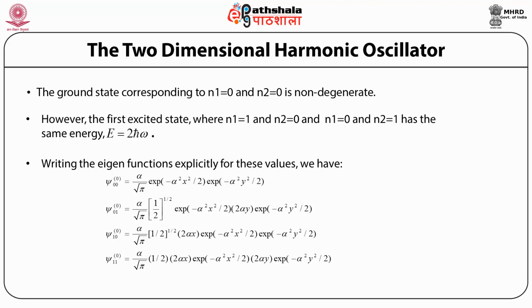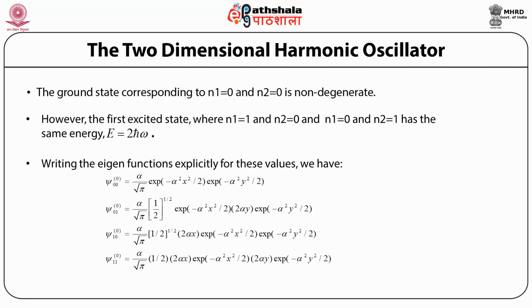Psi 10, which means n1 equals 1 and n2 equals 0, is given by alpha by square root of pi into square root of half, 2 alpha x exponential minus alpha squared x squared by 2 exponential minus alpha squared y squared by 2.